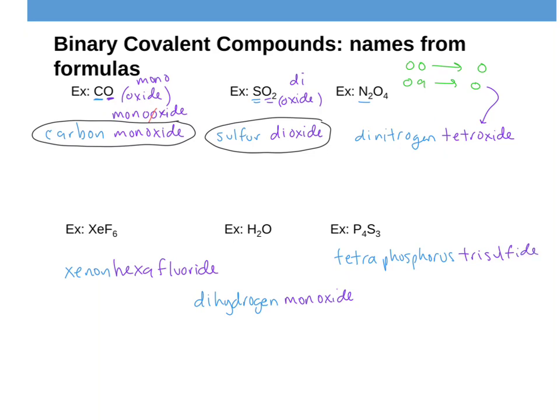And I apologize if some of these got squished together. These are 2 separate words. The first thing in blue is one word, then there's a space, then you have the thing in purple. Those are 2 different words here. My xenon hexafluoride got a little close together there. Anyways, that's how you name the binary covalent compounds.